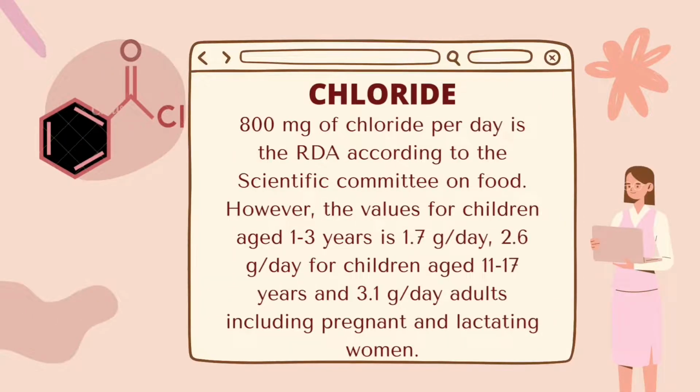Chloride. 800 mg of chloride per day is the RDA according to the Scientific Committee on Food. However, the values for children aged 1 to 3 years is 1.7 gram per day, 2.6 gram per day for children aged 7 to 10 years, 3.1 gram per day for children aged 11 to 17 years, and 3.1 gram per day for adults including pregnant and lactating women.